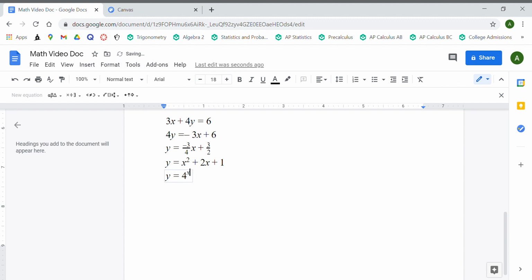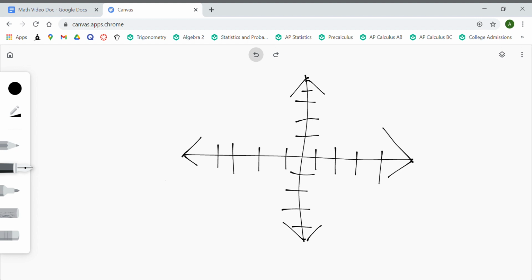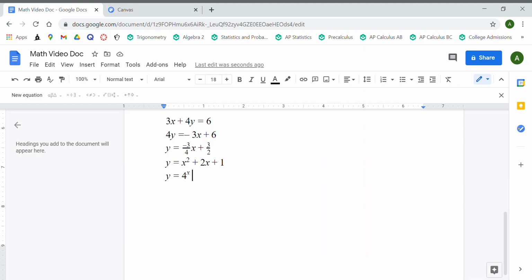How about this one? Is this a linear function? No, it is not. This is actually what we call an exponential function. This is also an algebra 1 topic, and the graph looks something like this. It's a little hill function, as my math teacher used to call it. How about y equals 4x plus 7? Yes, this is a linear function because this is in slope-intercept form.